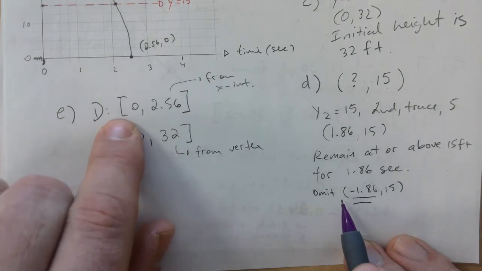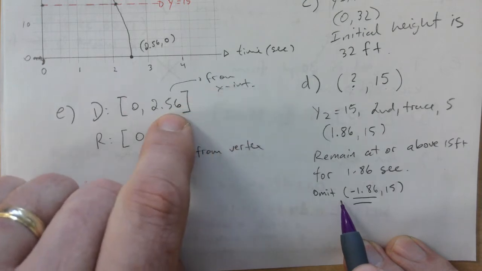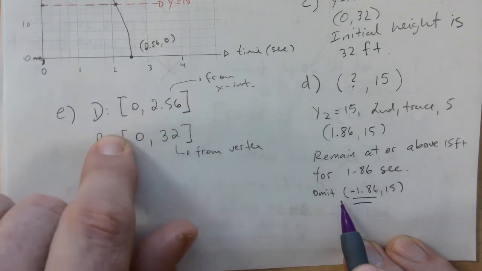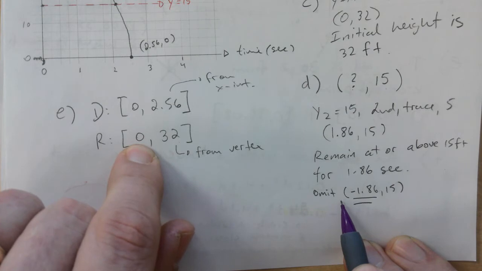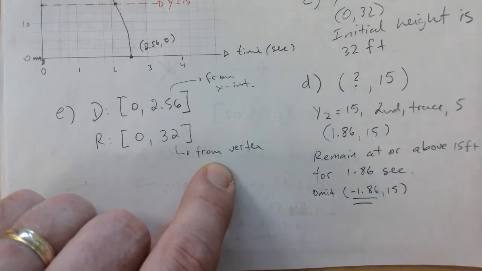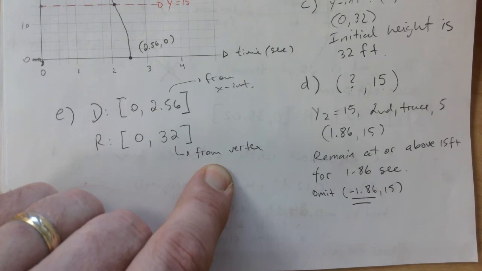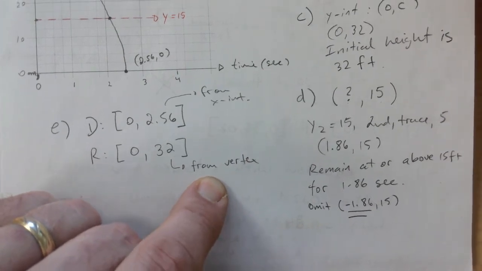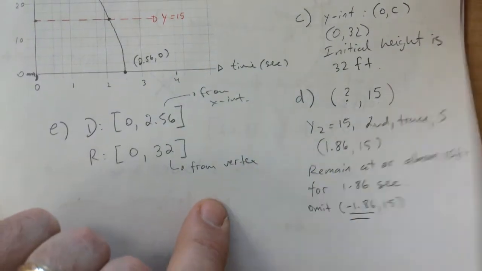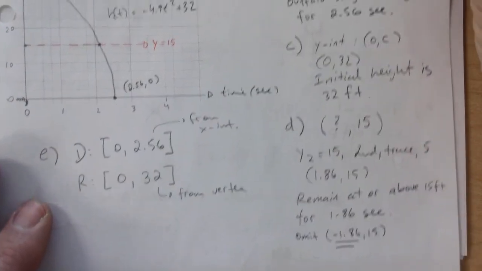Then our domain is just from time 0 till they hit the ground, and I got that from my x-intercept. And the range is 0 to 32. Make sure you put the 0 first, then 32, and I got that from the vertex. Okay. And now I'm going to do the second question on page 7, which I will go through step by step. Okay, this one I thought was doable.